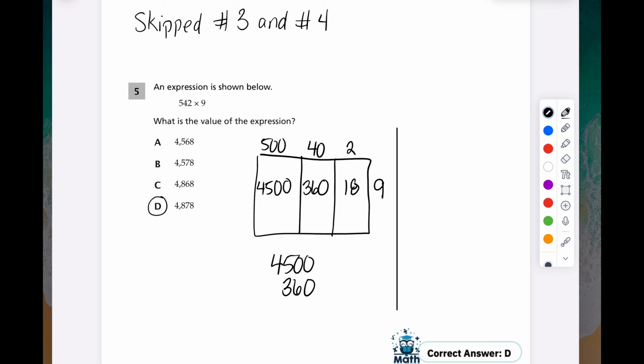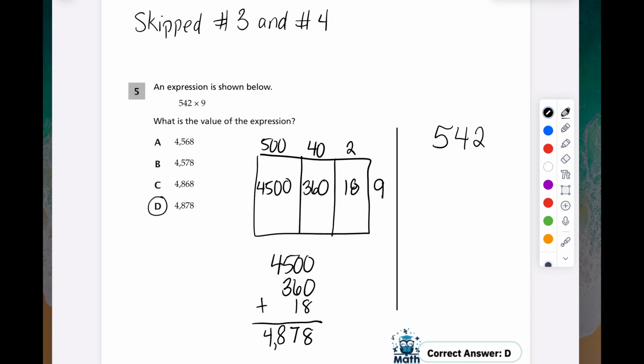What I like about this one is that all I'm doing is multiplying by 1 digit. So I'm not multiplying here, I'm just adding. And I'm just thinking about each number separately. I don't have to worry about any regrouping. And that kind of helps a lot of kids avoid some really missable mistakes. But you see here, when I add it all up, I get 4,878. Pretty easy.